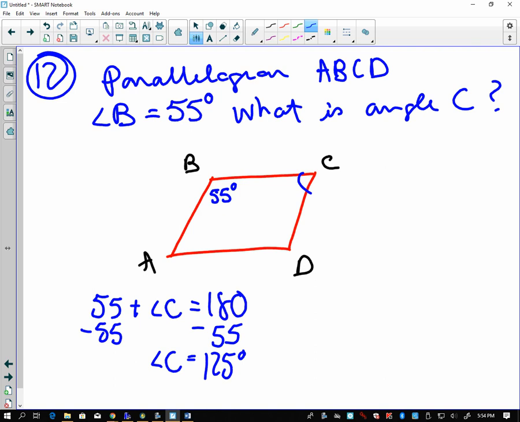Now, if they were looking for angle D, it would be 55 degrees because opposite angles of parallelograms are congruent, so I wouldn't have to worry about it. But consecutive angles are supplementary. I have to know that in order to even begin to do the math.